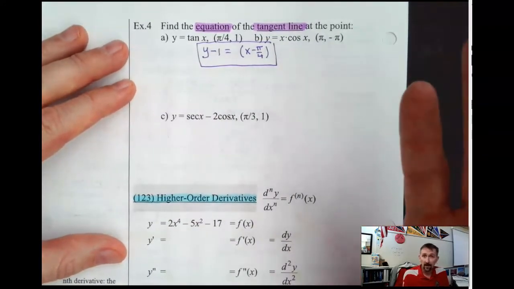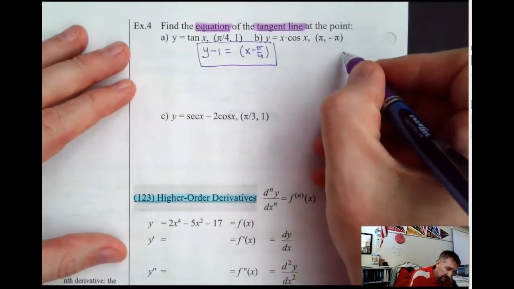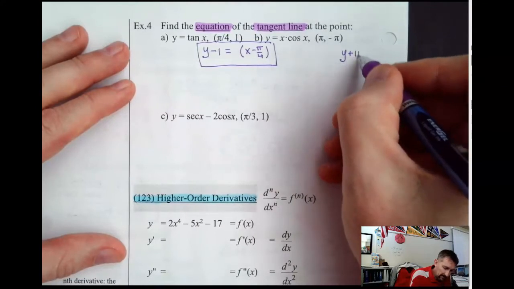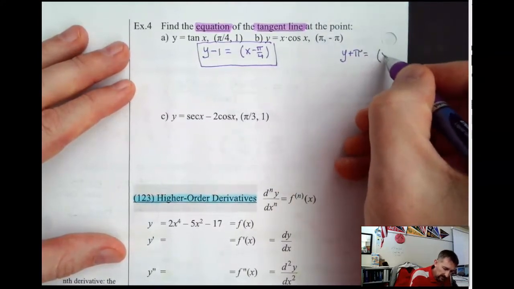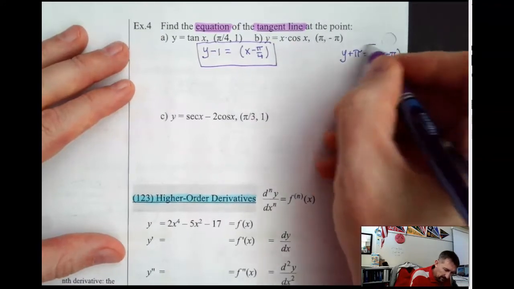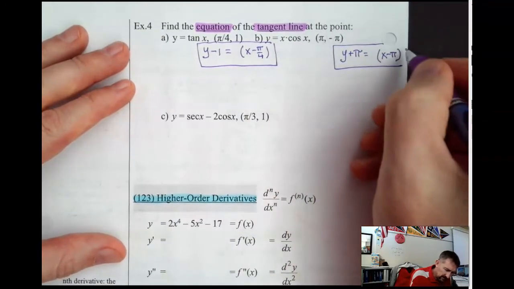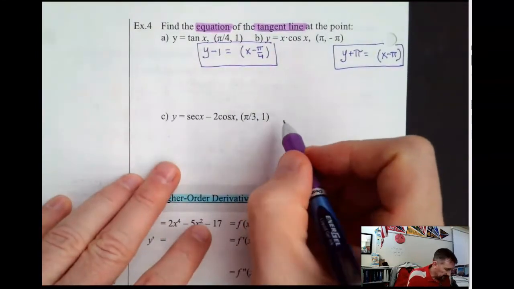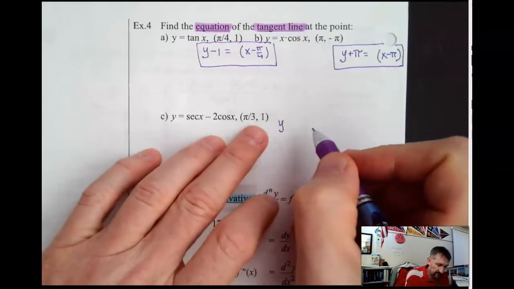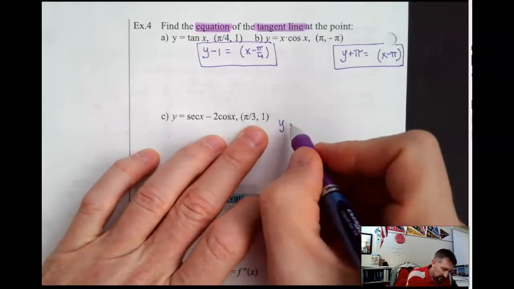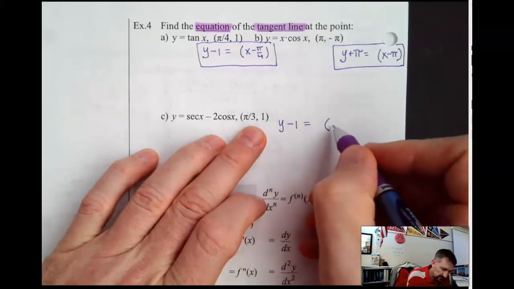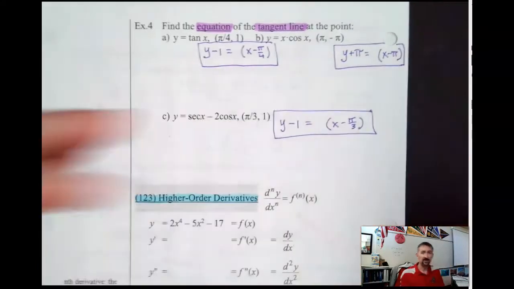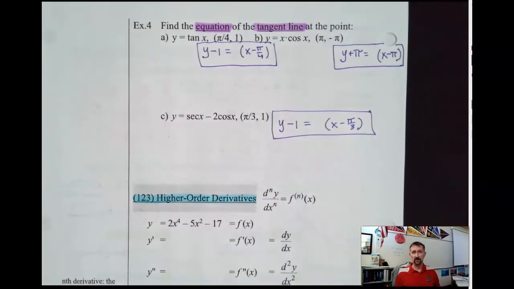So, and you should be back by now. So that's y plus pi equals and x minus pi. Okay, so that's also, need to calculate a slope there. And finally down here, this is going to be y, pause that if you haven't, y minus 1 equals x minus pi over 3. So that's automatic. Partial credit, you should be getting stuff in there.